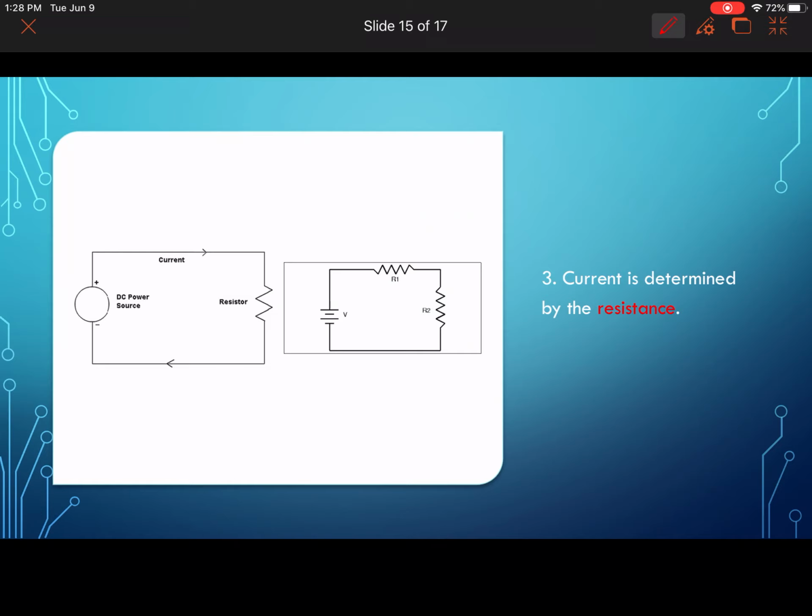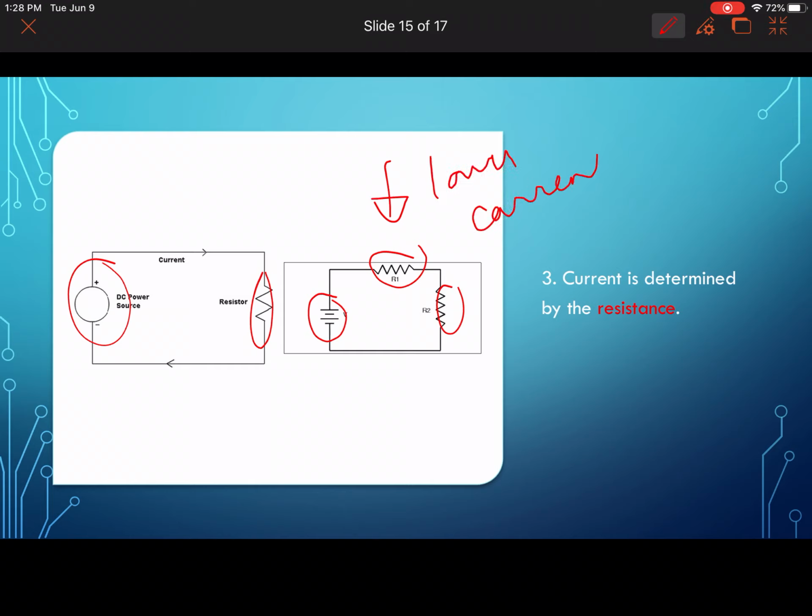Number three, current is determined by resistance. Depending on how many resistors there are, that's going to factor in to how much current you have. We've got two examples here, one with one resistor and one with two resistors. If the batteries are the same, so the source of energy is identical, this diagram will have lower current, because it has two resistors versus the one resistor on the left.